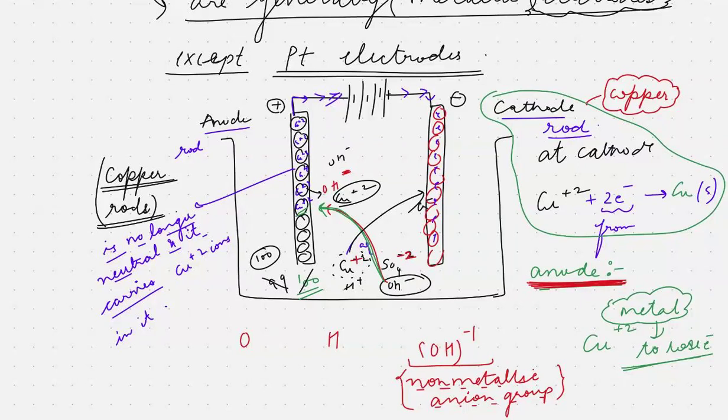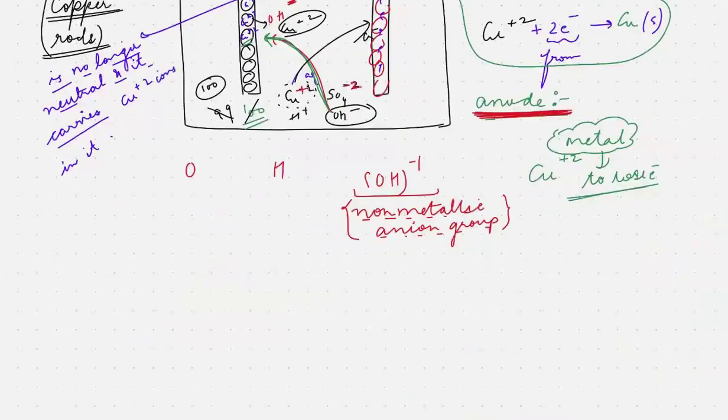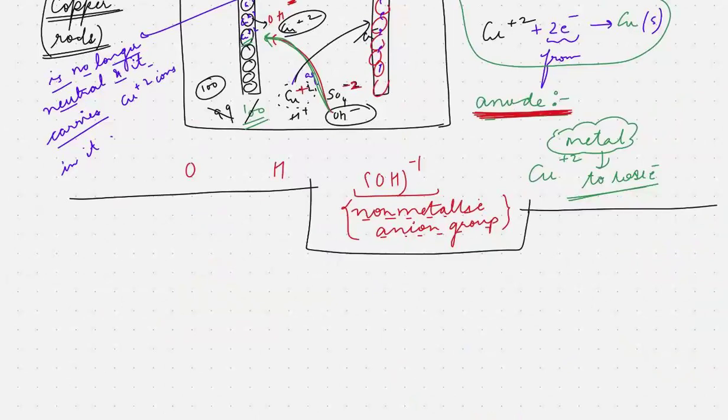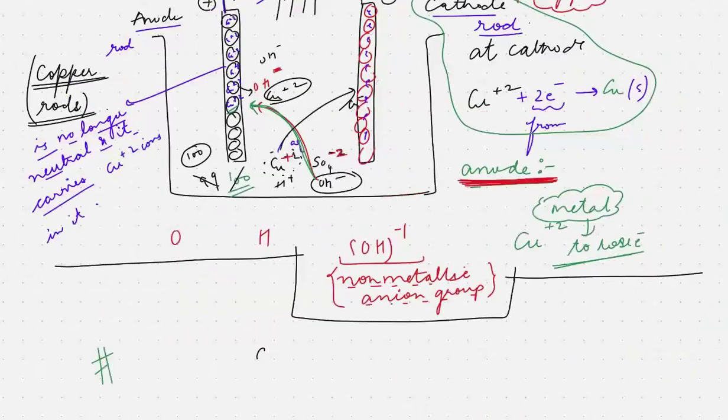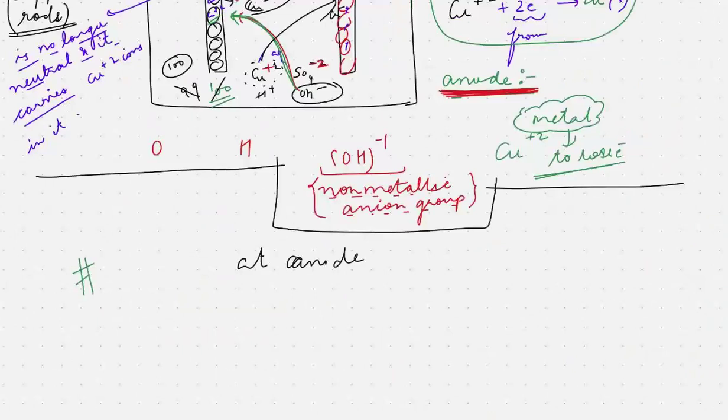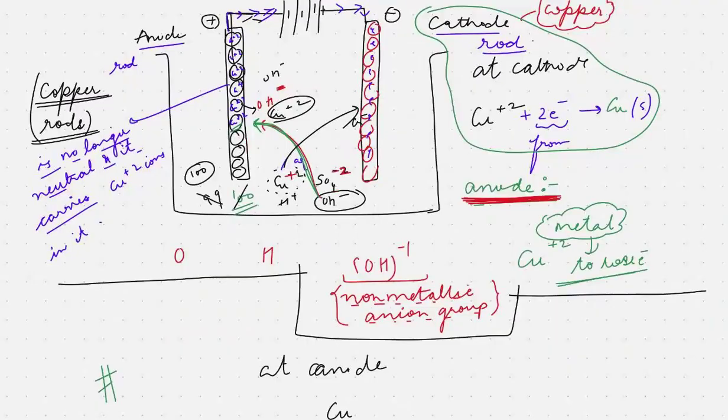So when we have this particular beaker, what does that mean? At the anode, how am I going to write down the equation? I'm going to say that OH negative will not lose electron this time. This time the copper in the rod loses two electrons to the battery and becomes copper plus 2. That's the change that has happened here.